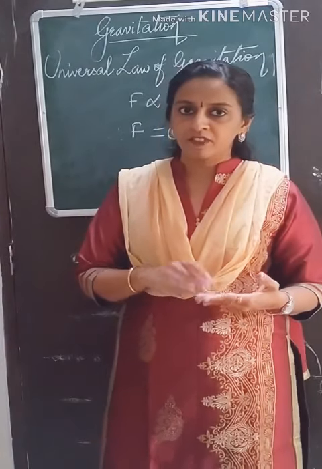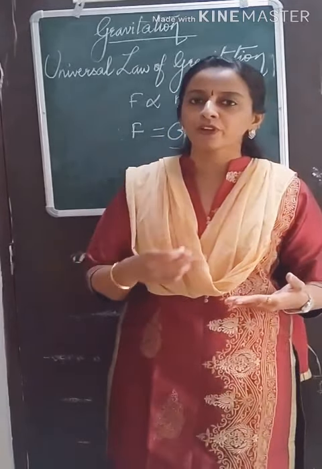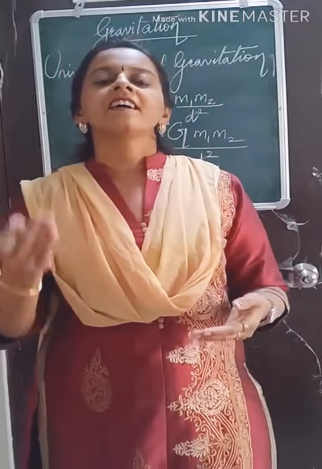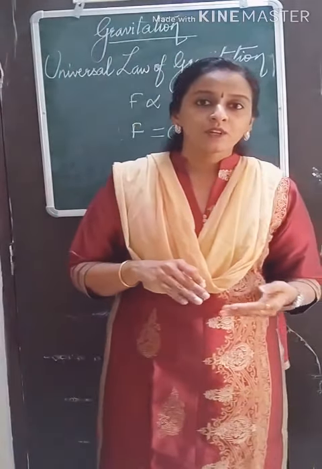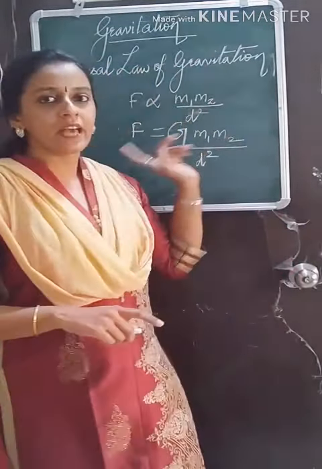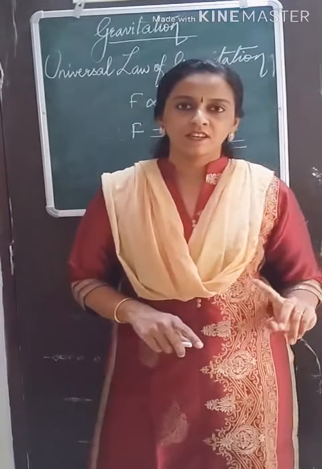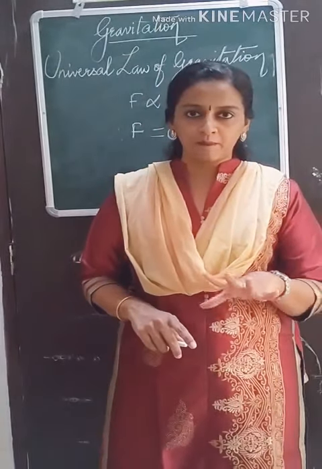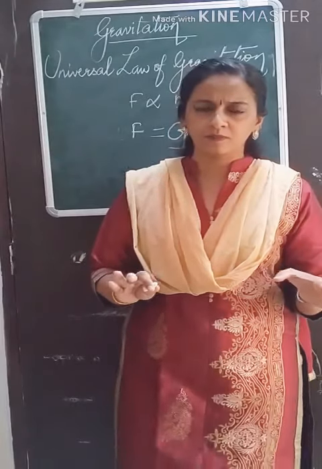Repeat with me. Which is directly proportional to the product of masses and inversely proportional to the square of the distance between them. The distance between the two, square of the distance between them. I hope you have learned the law by heart.